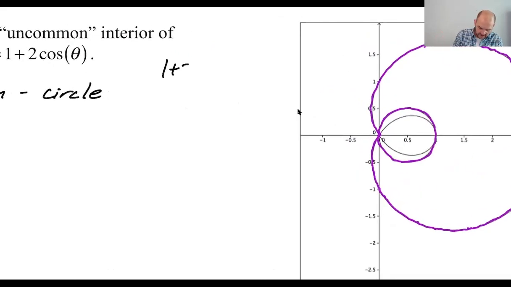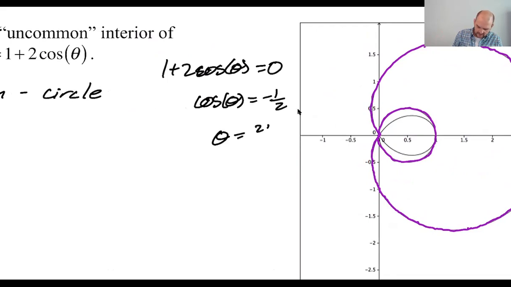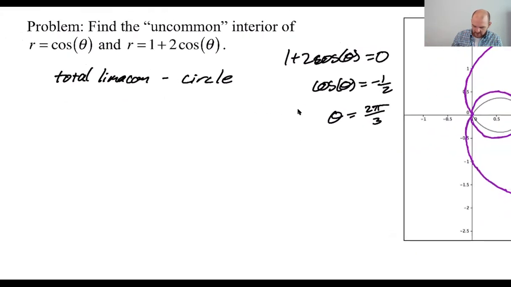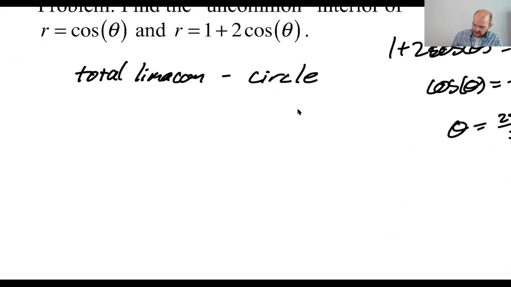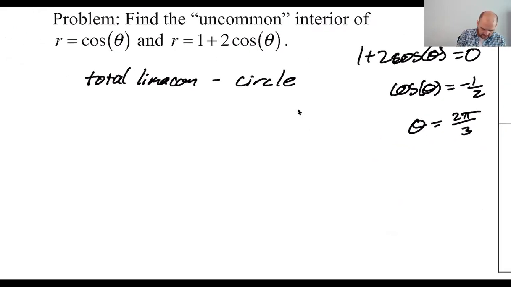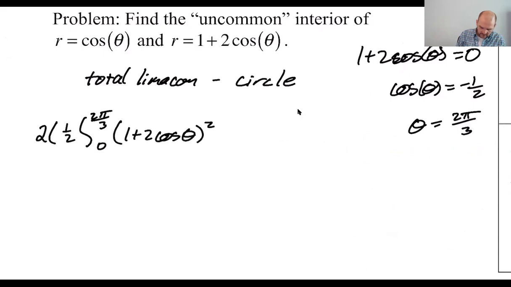So if I do 1 plus 2 cosine of theta equals 0, cosine of theta is -1/2. So theta is 2 pi over 3. And there's more values, but I only need the first one. With polar, you want to take the first one. First thing that happens, just go for it. Don't get greedy. Don't be like, well, what about other values? Nope, you don't want that. So I'm going to do the limaçon. So it's going to be 2 times 1/2 integral from 0 to 2 pi over 3 of (1 plus 2 cosine theta) squared d theta.